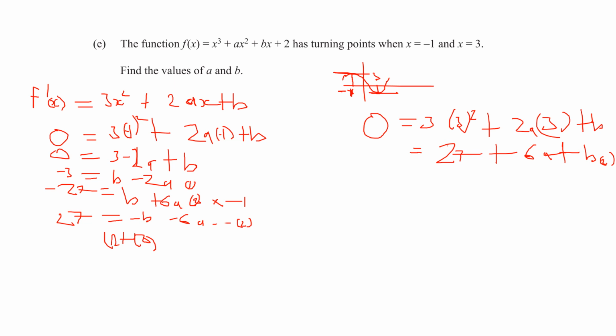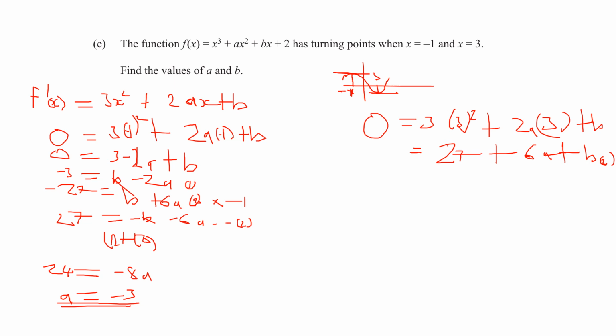Minus 3 plus 27 is equal to 24. And then plus b minus b is equal to 0, so we've eliminated b. Then minus 2a plus minus 6a is equal to minus 8a. Right, so to find a, we divide both sides by minus 8, so a is equal to minus 3. Very simple.